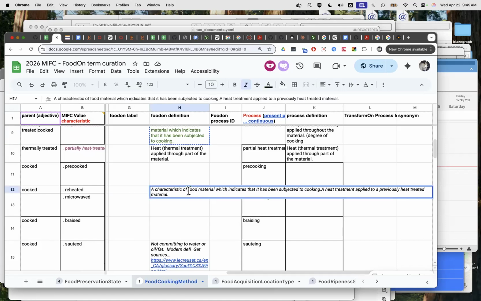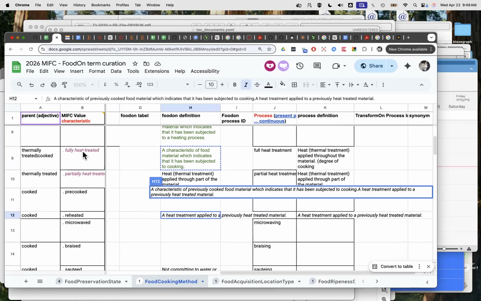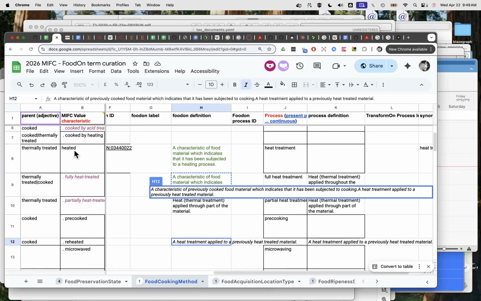Do you think, Kai, that reheated implies that it has been cooked? I don't know. It implies that it's at least been heated before. Yes, I agree. In the data that we have at USDA, reheated would be something that was previously cooked, because it is a ready to eat food, often like a canned food or some other ready to eat food.